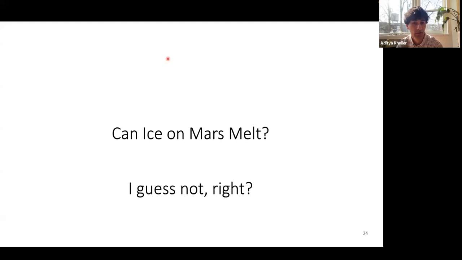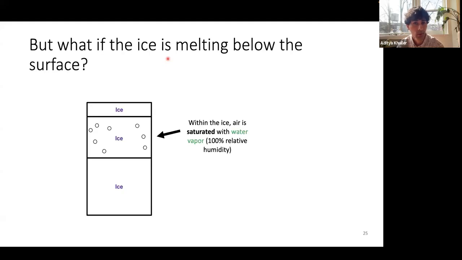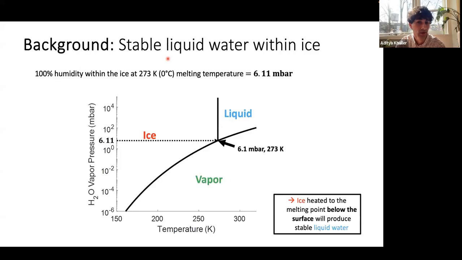So can ice on Mars melt? Guess not, right? But what if it's melting below the surface? Within the ice, air is actually saturated, which means there's 100% humidity. If we go back to our phase diagram, at the melting temperature with 100% relative humidity, if you heat ice to the melting point below the surface, that liquid could be stable.